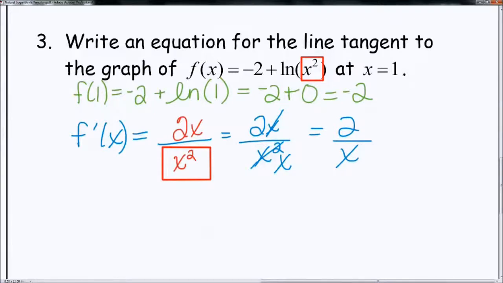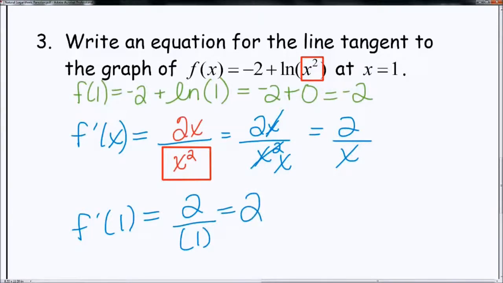And this will help me be able to find f prime of 1. So f prime of 1 is equal to 2 over x, which is, we're plugging in 1, which is equal to 2. So that's my m. And so now I'm ready to write my tangent line. And so my tangent line is going to be y plus 2 is equal to 2 times x minus 1.